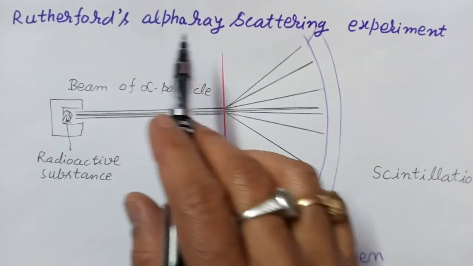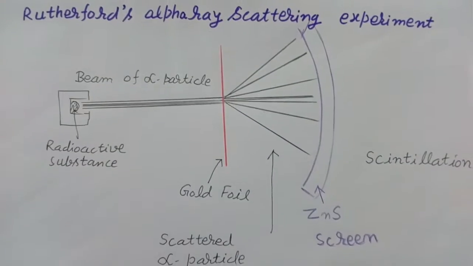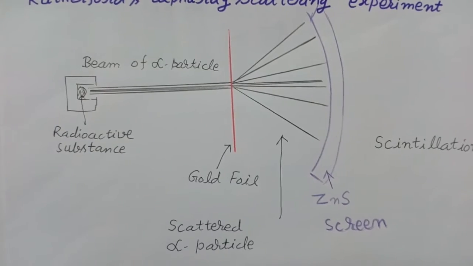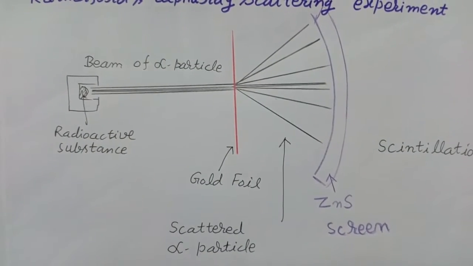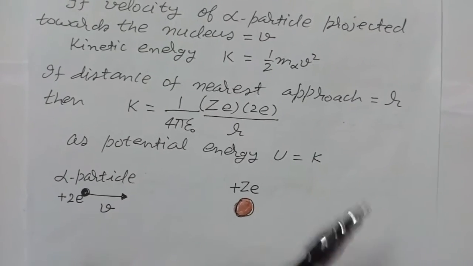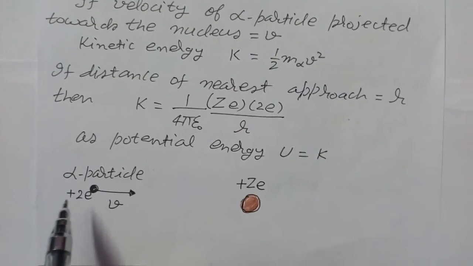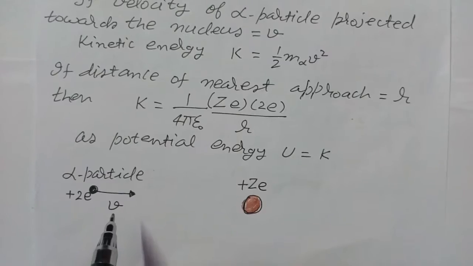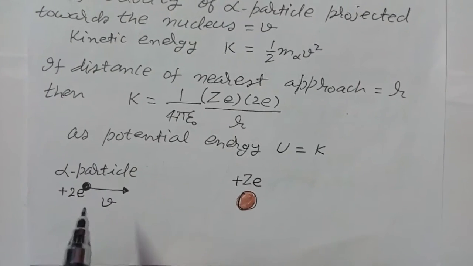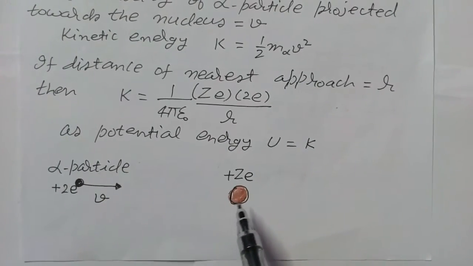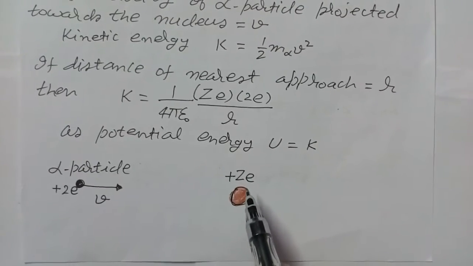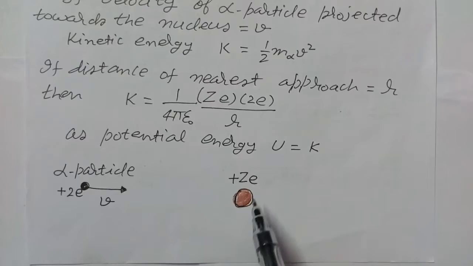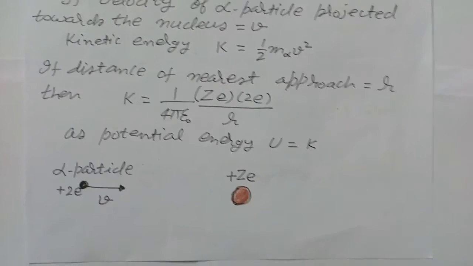In this video I am going to explain how, with the help of Rutherford's alpha ray scattering experiment, one can estimate the size or radius of a nucleus. Alpha particle is a helium nucleus and the charge on it is +2e, where e is the elementary charge. e is equal to 1.6 × 10^-19 coulomb, and the atomic number of the nucleus is Z. So the charge inside the nucleus is +Ze.